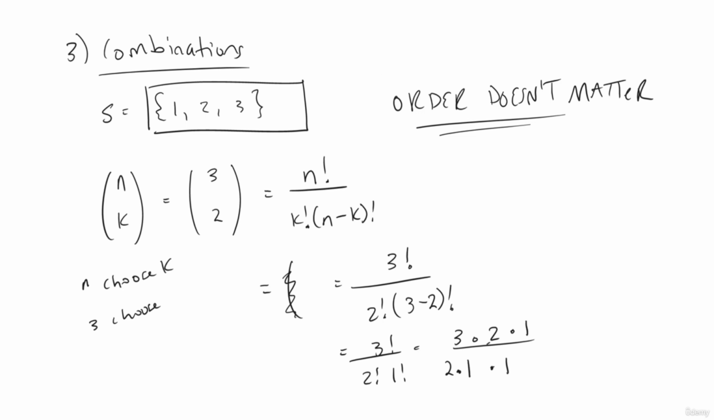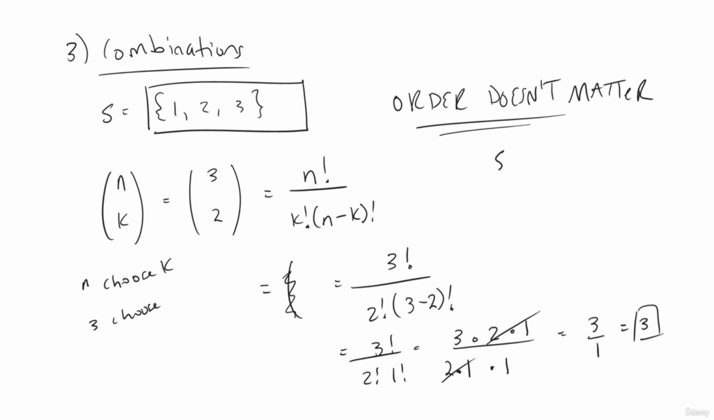If I have a 2 times 1 down here and a 2 times 1 down here, they cancel each other out. And what I'm left with is 3 over 1, which is equal to 3, which makes sense because of all the different possible combinations of size 2, there should be 3 of them.